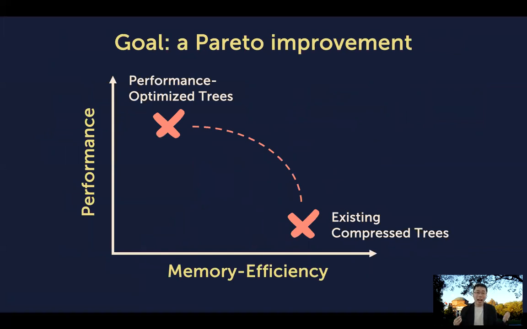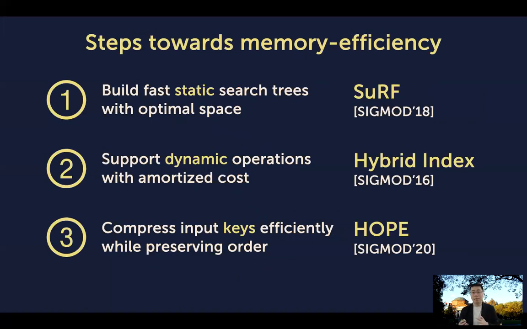So basically, existing search tree structures fall into two categories. Performance-optimized trees consume a lot of space to guarantee fast queries, while existing compressed trees require a lot of computation to achieve the level of memory efficiency. Now, the goal of my thesis is to achieve a Pareto improvement over the state-of-the-art solutions by developing new data structures and techniques that can bring us the best of both worlds. And we develop a 3-step recipe for achieving that goal.